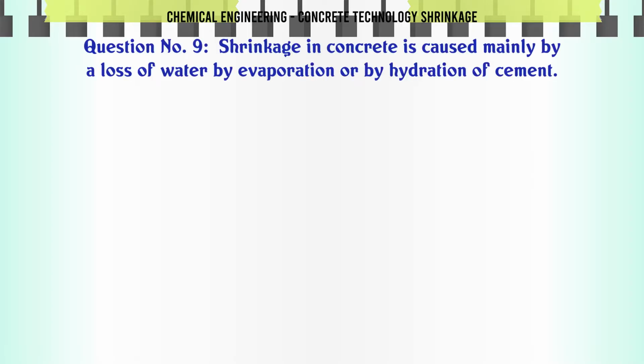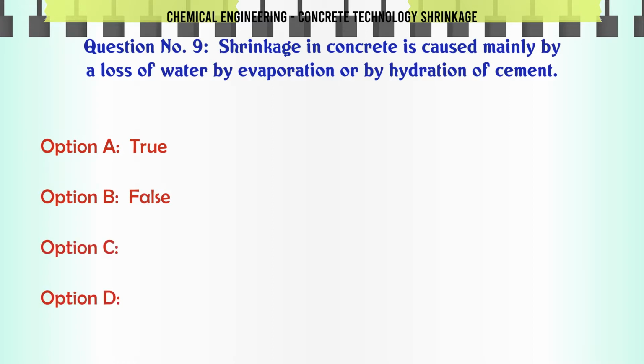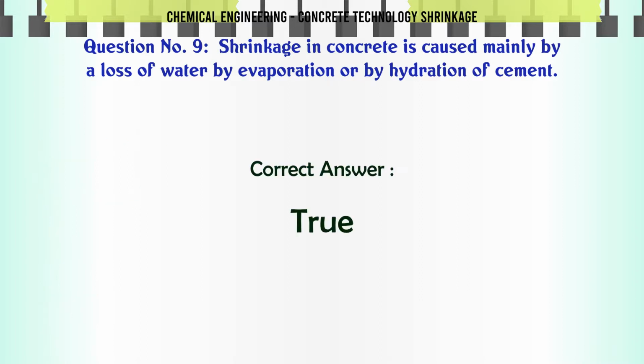Shrinkage in concrete is caused mainly by a loss of water by evaporation or by hydration of cement. A. True. B. False. C. D. The correct answer is true.